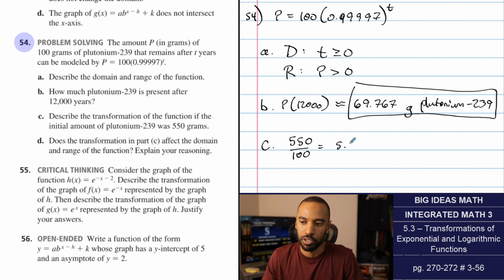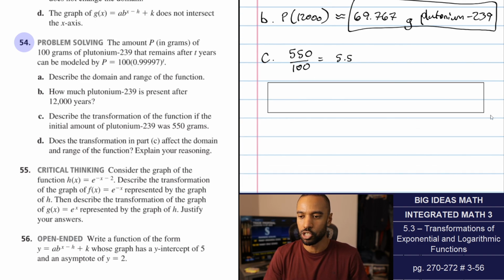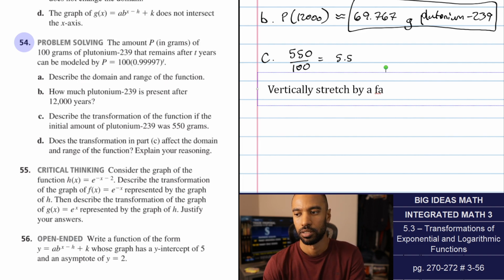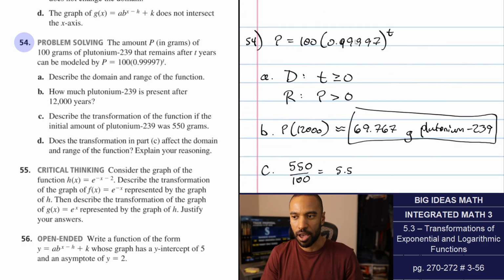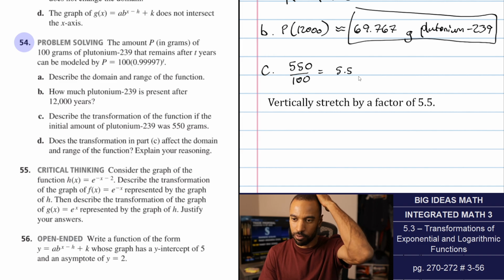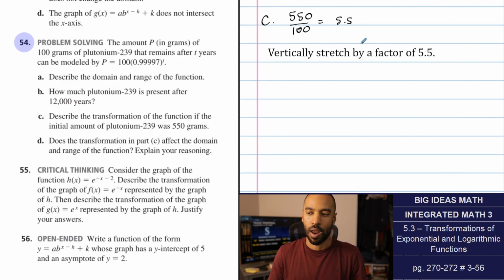550 divided by 100 is 5.5. Therefore, you'd want to vertically stretch by a factor of 5.5. You still want it to decay at the same amount. You still want it to be able to go down to 0. So with this, you want a vertical stretch instead of anything else. You need to make it 5.5 times more rather than 450 more or something like that.